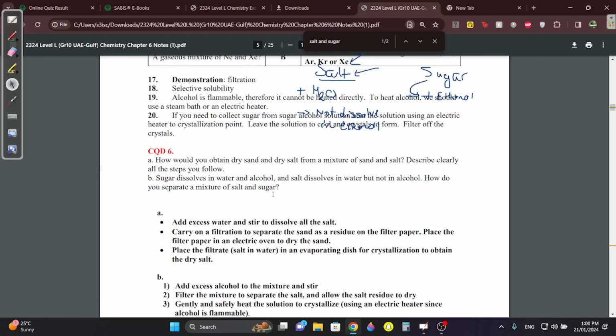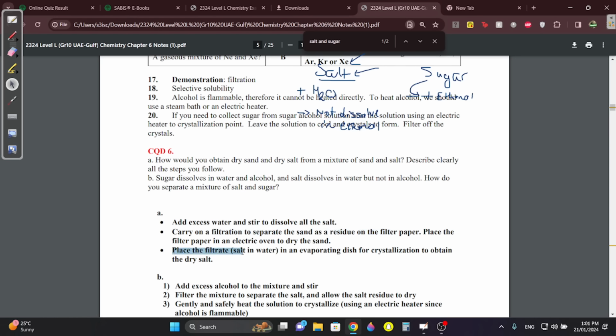Okay, what was question E? And if I'm not wrong, this one, part A, to separate sand and salt, came in the final written. You had to write these steps: add excess water and stir. Carry on with filtration to separate the sand, because the salt will dissolve in the water, but the sand will not dissolve. So you take out the sand that's not dissolved by using filtration, okay?